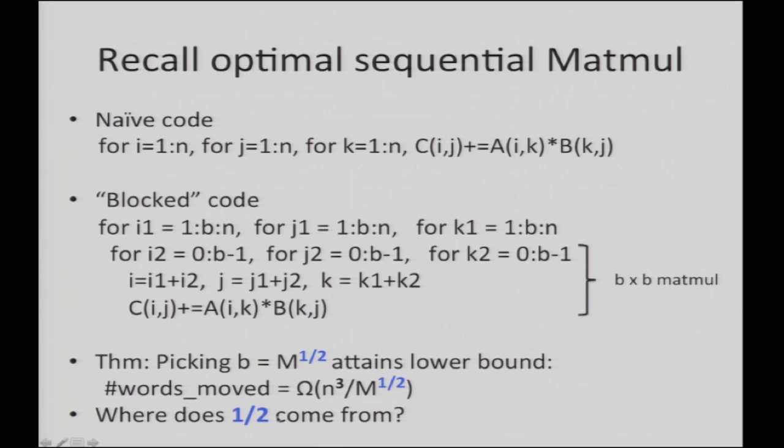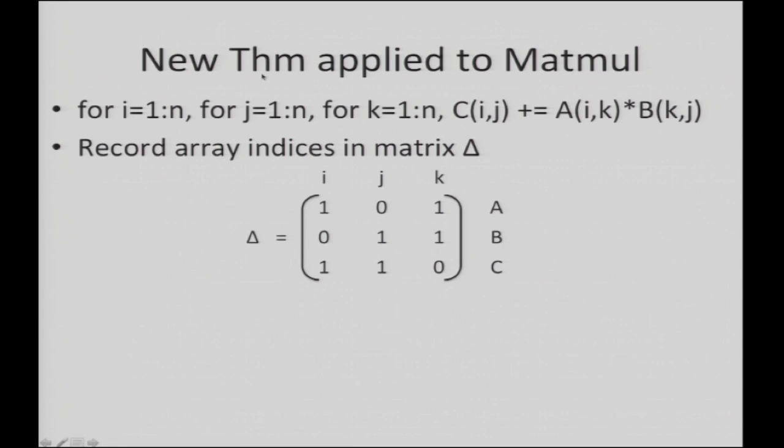So let me tell you what the new theorem says applied to this very simple example. So here's my code. All I need to know about this code to optimize it is which arrays have which subscripts. I don't care what it's doing. I just care about which arrays have which subscripts. I'm going to record all that information in this little 3x3 matrix, delta. There's one column for every subscript. There's one row for every array. And there's a 1 that says A has i as a subscript and k as a subscript and doesn't have j. So everything is in there.